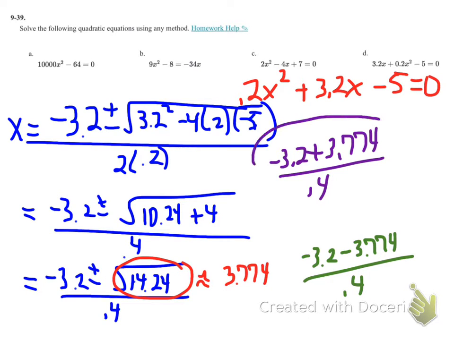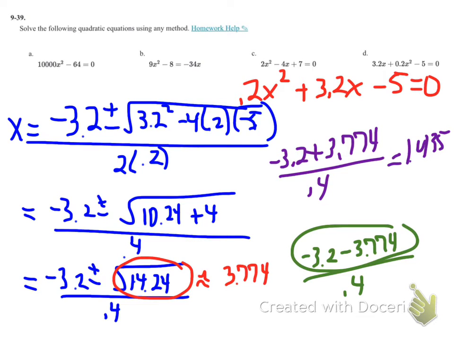Remember that you need to simplify the numerator first. So I put that in the calculator, and then I divide that by 0.4, and I get an answer of 1.435. And for the green problem, I subtract these, press enter on the calculator, and then I divide by 0.4, and I get a negative 17.435. And there's our solutions.